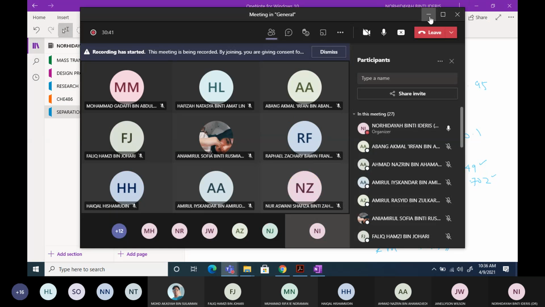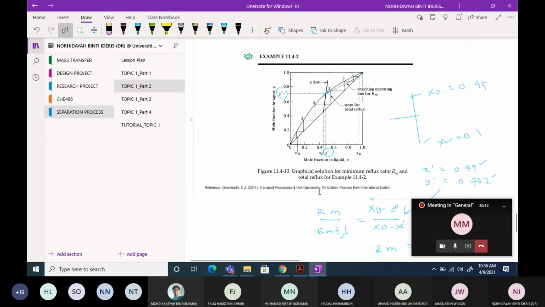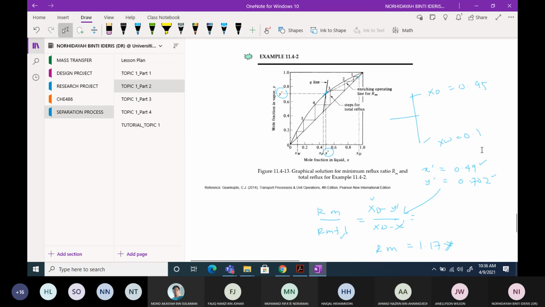Okay, continue. The next question is you need to calculate N minimum. You know that N minimum is the case of total reflux, whereby the enriching and the stripping lines overlap on the 45 degree line. Imagine you have a plot of y versus x, with the 45 degree line and the equilibrium line. You do not need to plot the enriching and stripping lines, because that line will overlap on the 45 degree line.